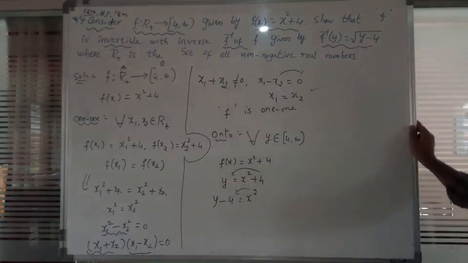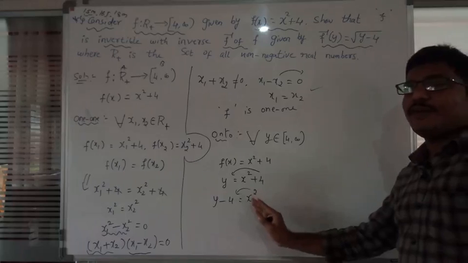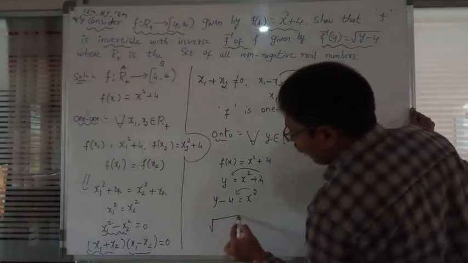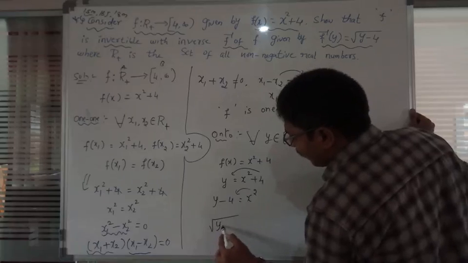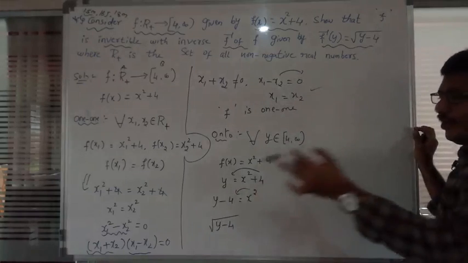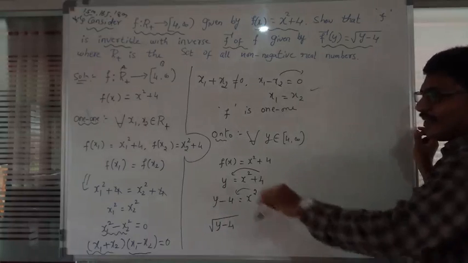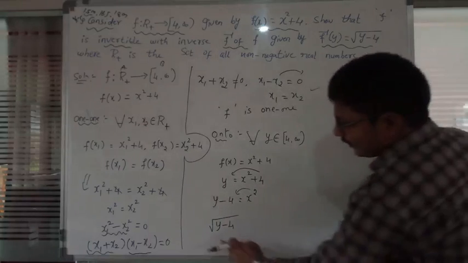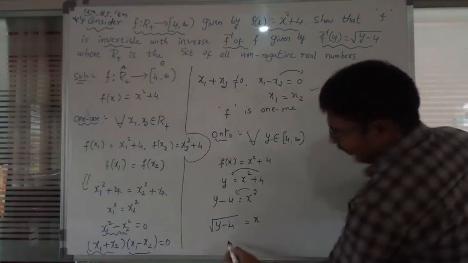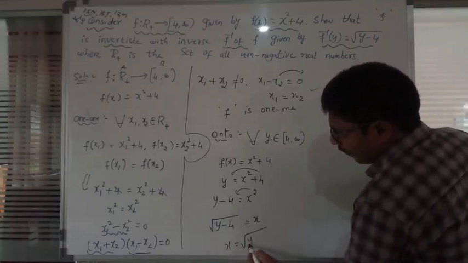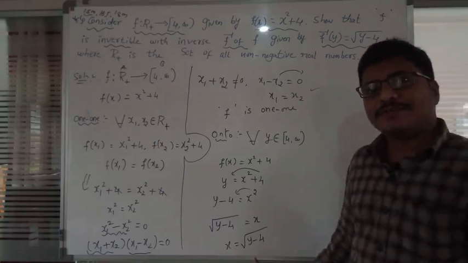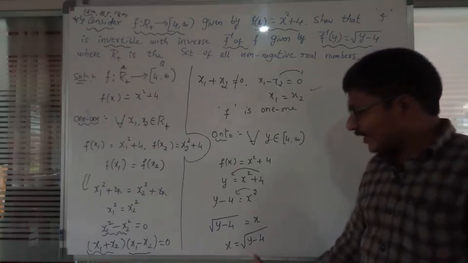What happened? The 2 is shifted into the LHS side, and this is converted into 1 by 2. 1 by 2 means root. Root of y minus 4 is equal to x. So x is equal to root of y minus 4. x is expressed in terms of y. This value is called x is expressed in terms of y.